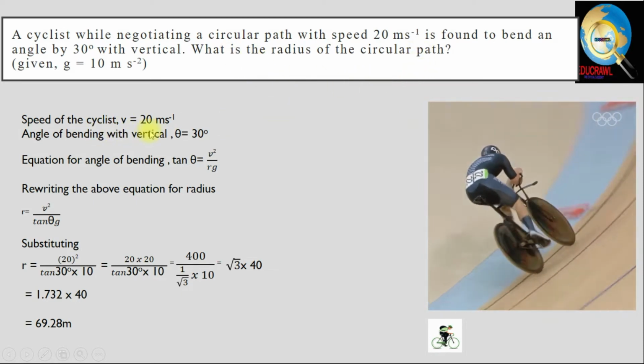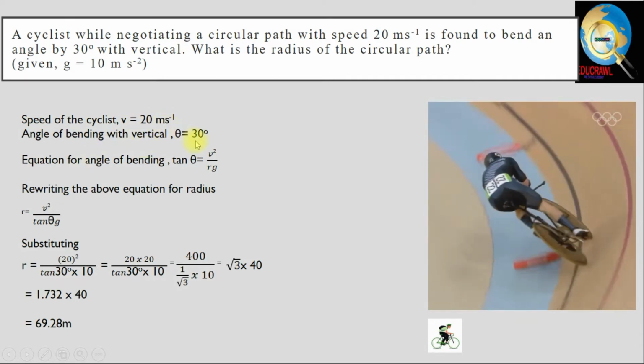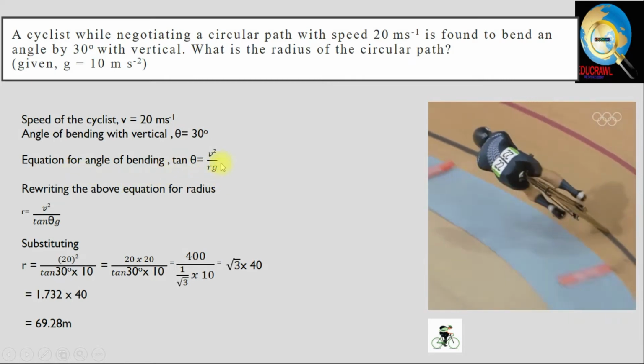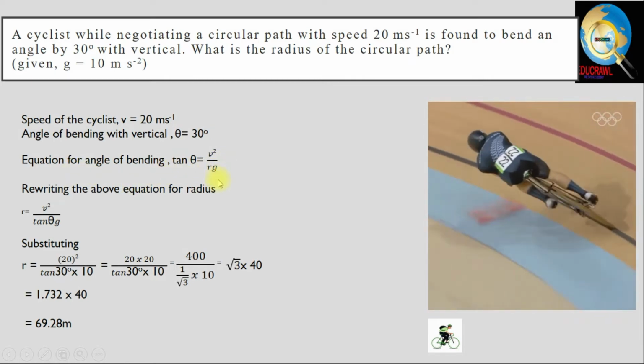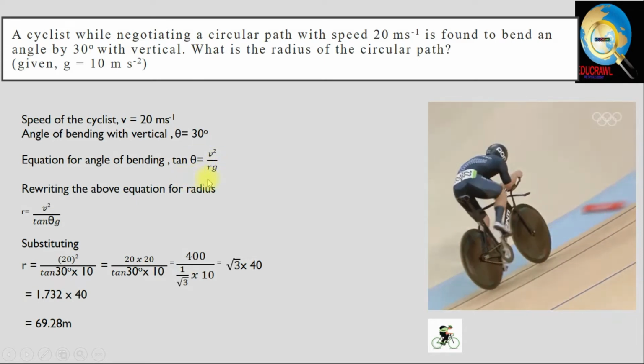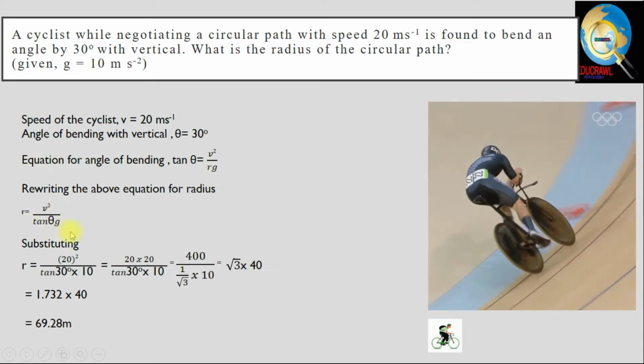So, speed of the cyclist is 20 meters per second. Angle of bending is given as 30 degree. We know the equation for angle of bending, tan theta is equal to v square by rg. So, here we need to find the r value. So, rewriting this equation for r, we get r is equal to v square by tan theta into g.